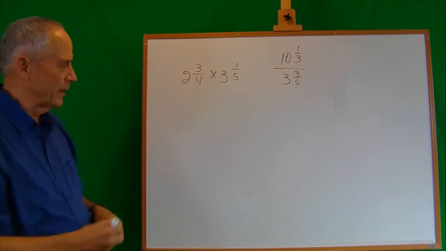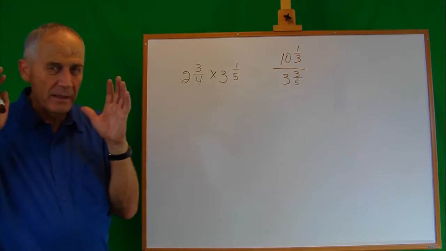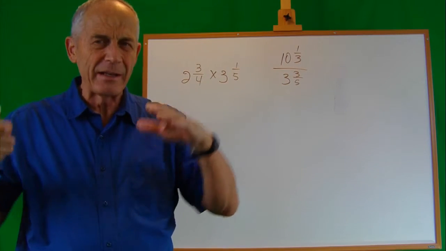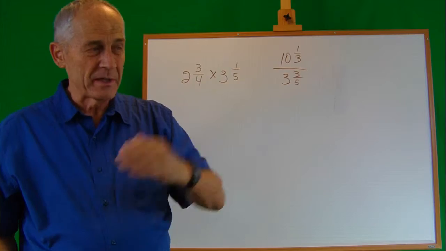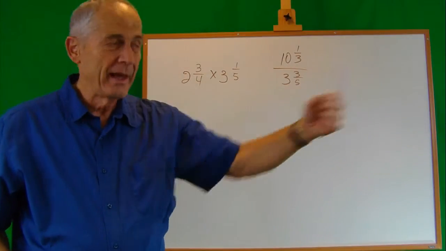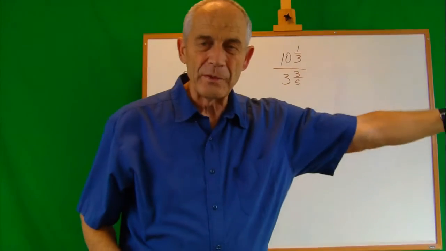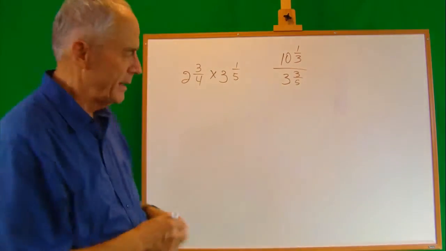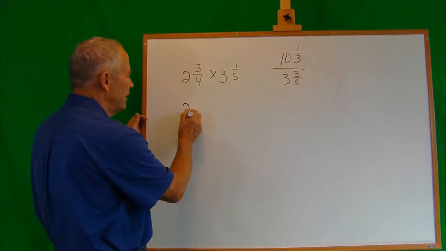One thing that you need to understand, and if I say this and you think about it, you can hear it. When I say 2 3/4, that means I'm going 2, and then I'm going 3/4 beyond that. If you were thinking about that on the number line, it would look like this.